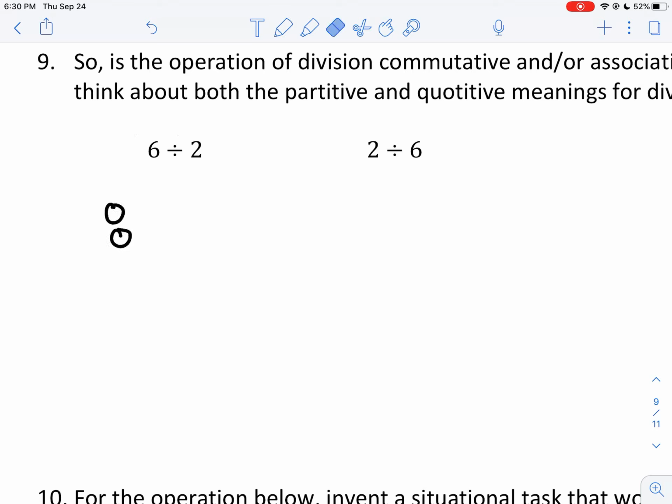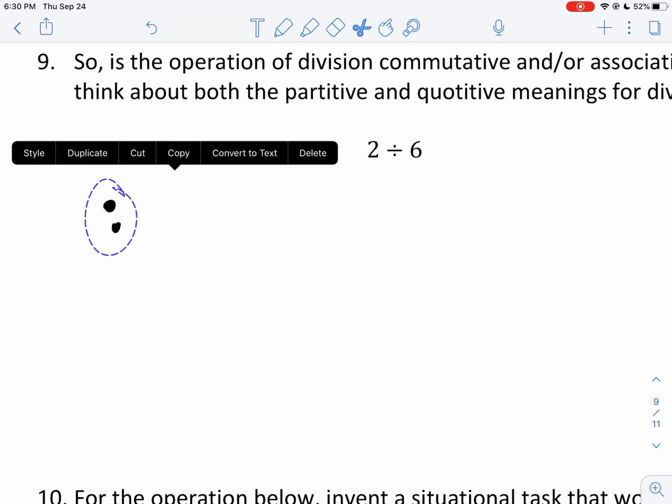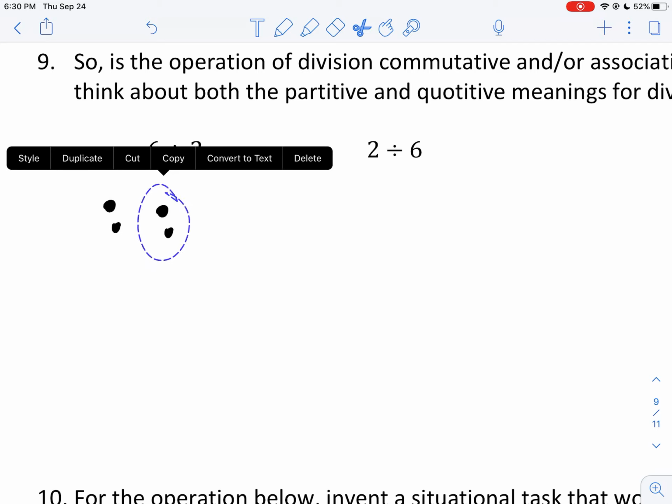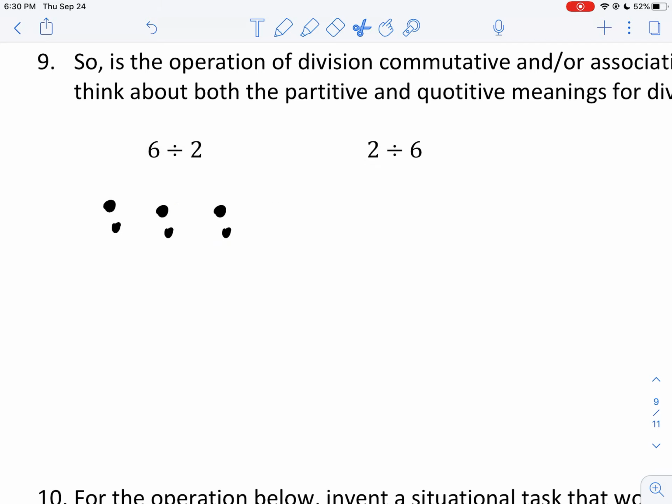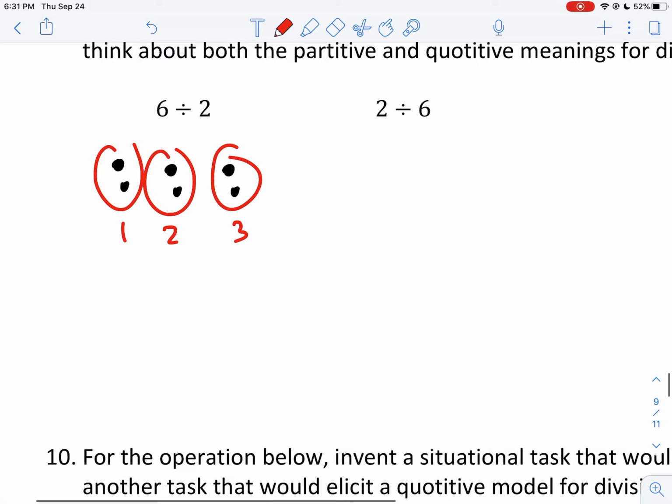Here's 2, maybe I'll just use dots for it. Here's 2, and if I'm going to start making copies, how many do I need to get to 6? And you're like, oh, look at that, 3 copies. 1, 2, 3. So we have 3 copies of 2 make 6.